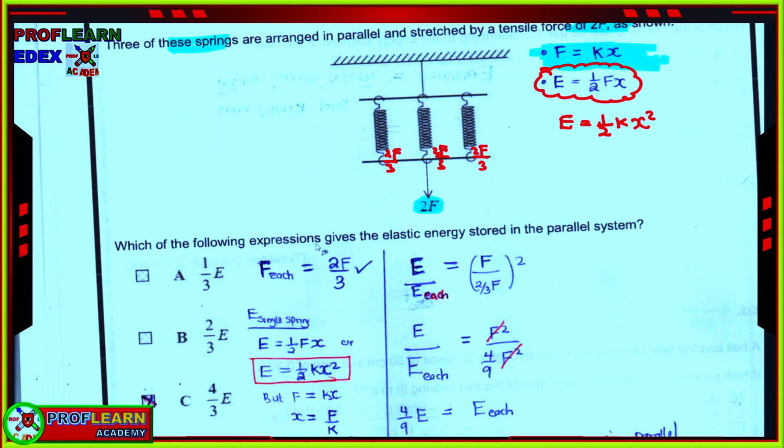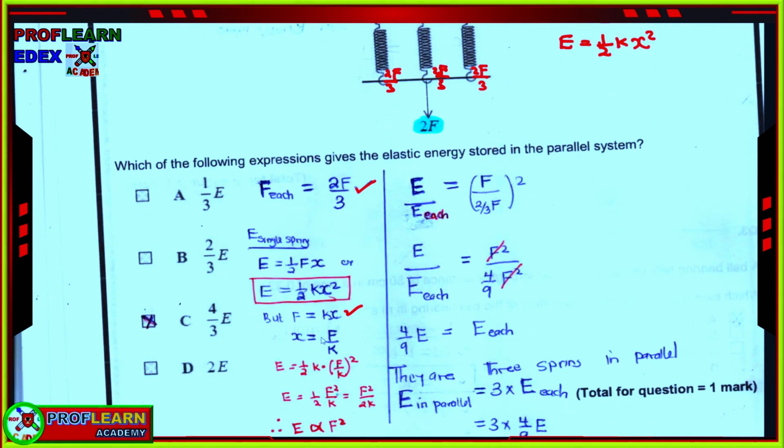But let us focus now on this one here that we were given. We were asked which of the following expressions gives the energy stored in the parallel system. So we have to agree that the force for each of the springs here is going to be 2F over 3. Now, for a single spring, we were told that energy is equal to a half Fx, or energy is equal to a half Kx squared. But F is given by Kx, so we can get the extension by saying extension is equal to F over K. Are we together to that point?